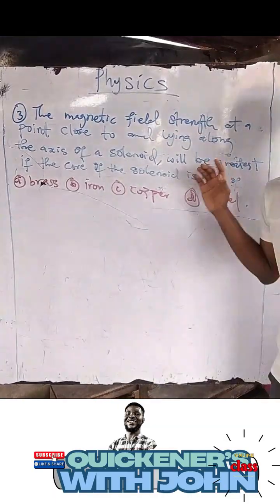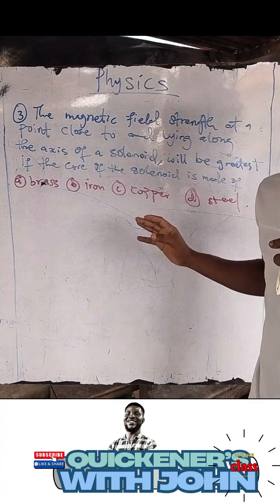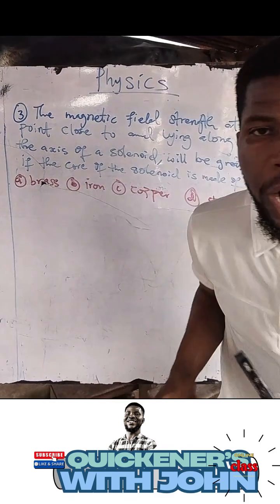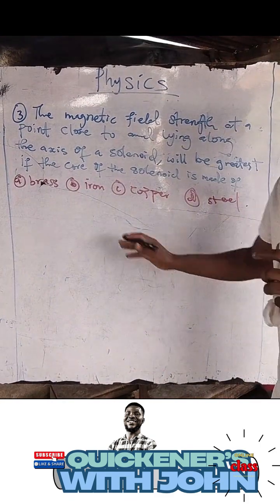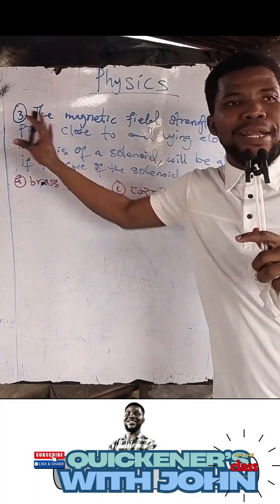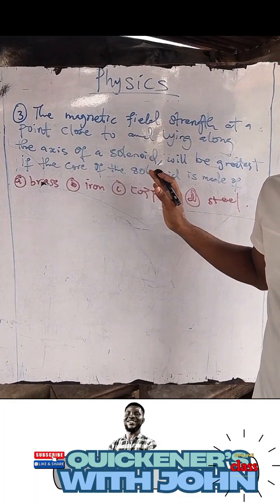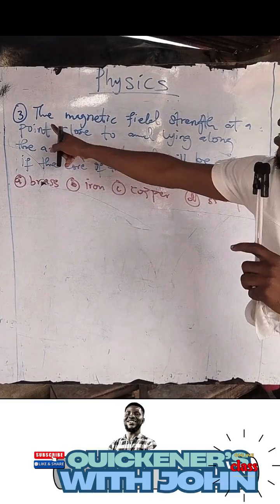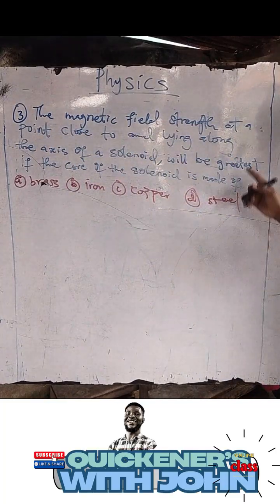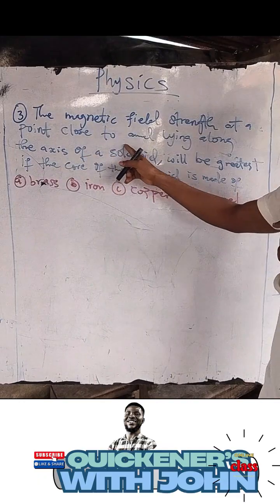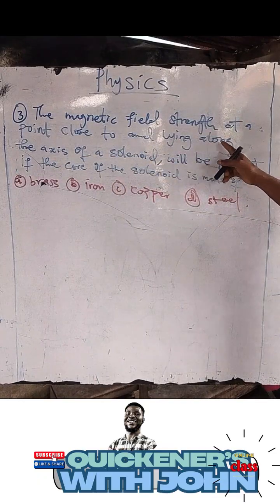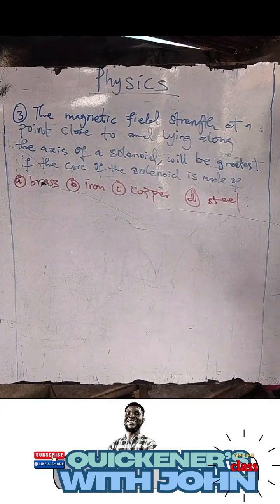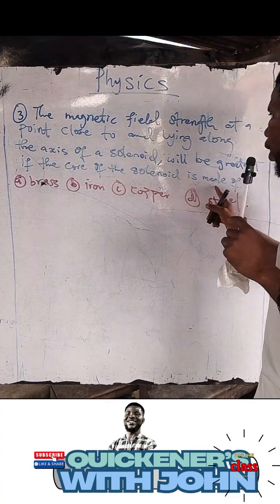Now we have another question. This is the third question now in the series of questions. Alright, so are you with me now? Let's look at the question again. The question says the magnetic field strength at a point close to and lying along the axis of the solenoid will be greatest if the core of the solenoid is made up of.